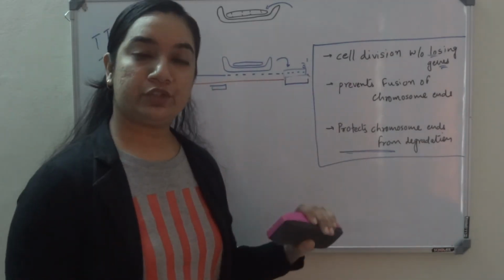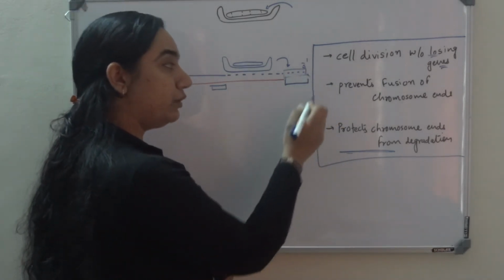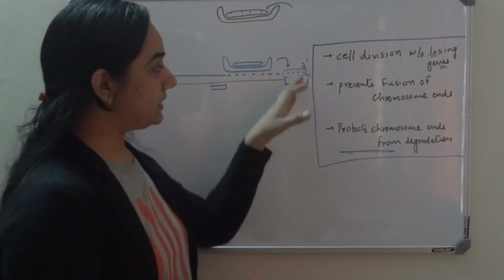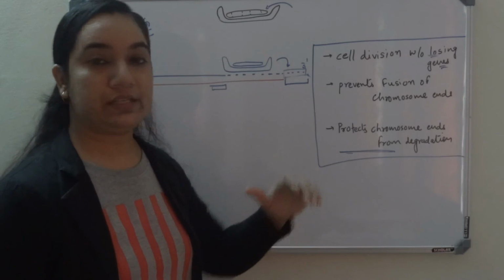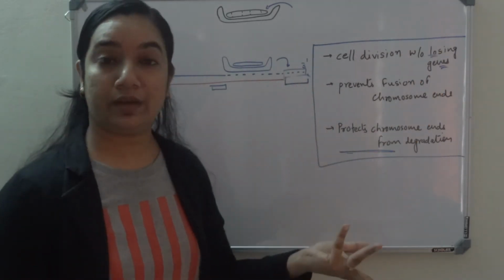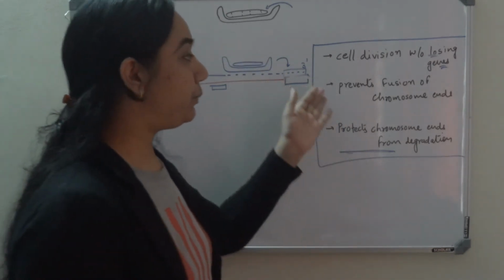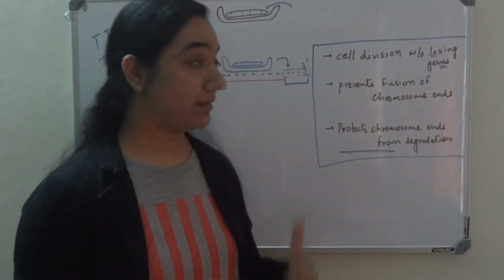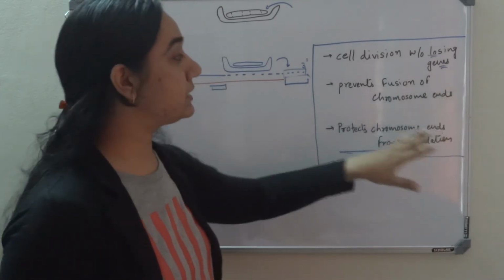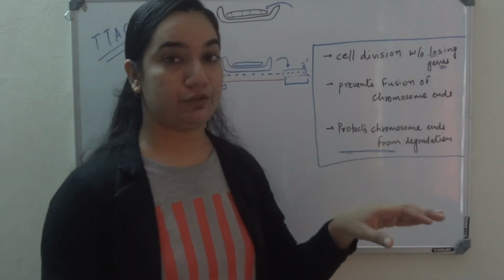So how does it prevent fusion of chromosome ends? It is because if the telomere does not loop itself, does not fold itself, if it is still in the single strand, this can tend to base pair with the single strand of the other chromosome end, or maybe the same chromosome end, because it is in the single stranded form. So because it has the folding back and loop formation, it will prevent the fusion of chromosome ends, right? So it's very clear now how it helps in the prevention of loss of important genes, how it prevents fusion of chromosome ends, also how it protects the chromosome ends from degradation.